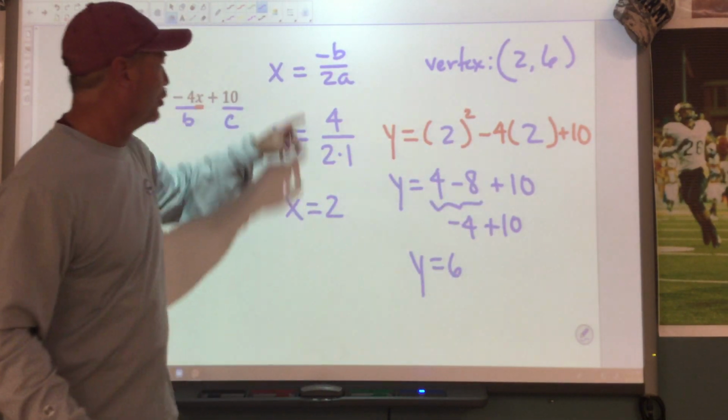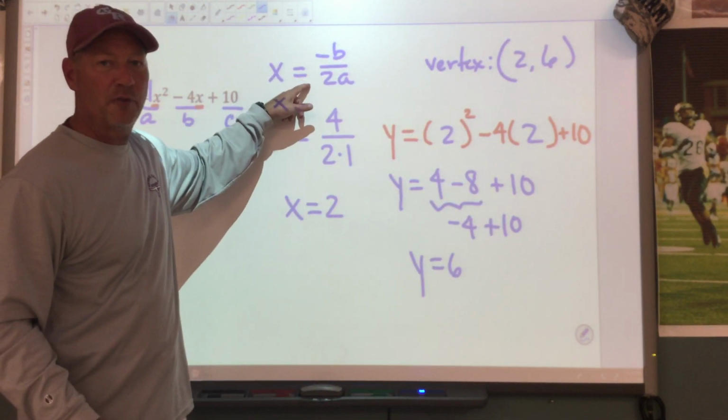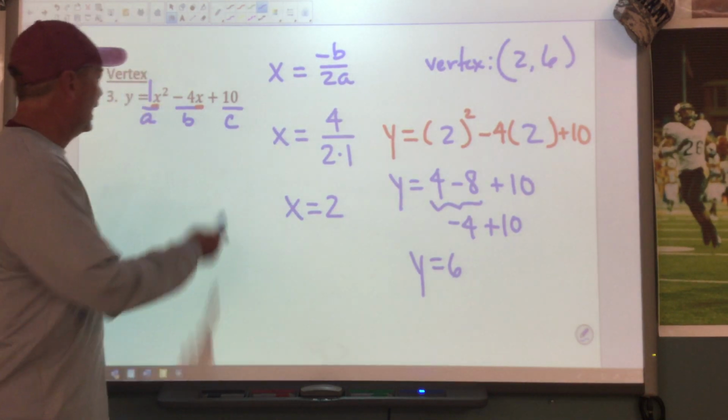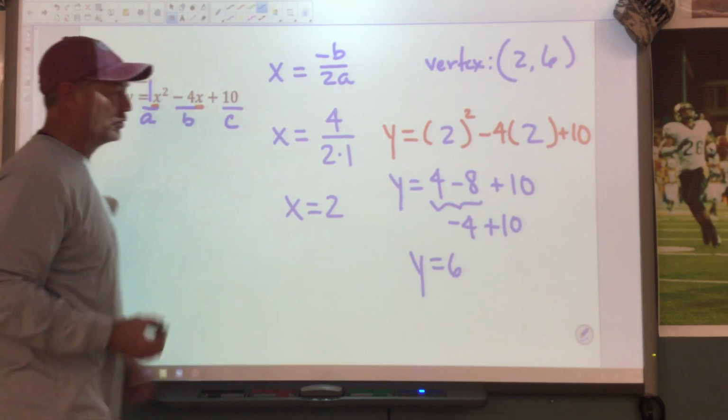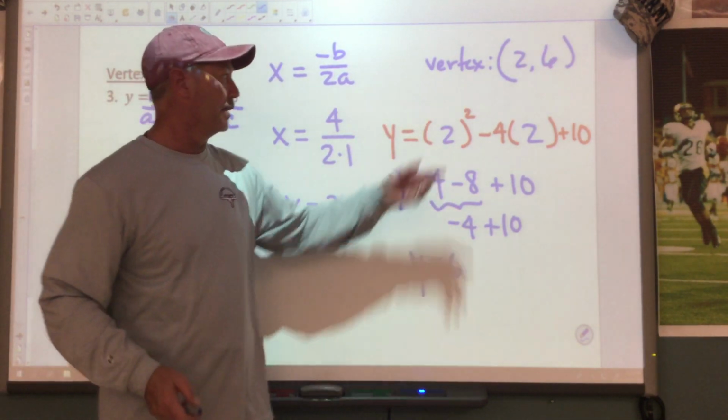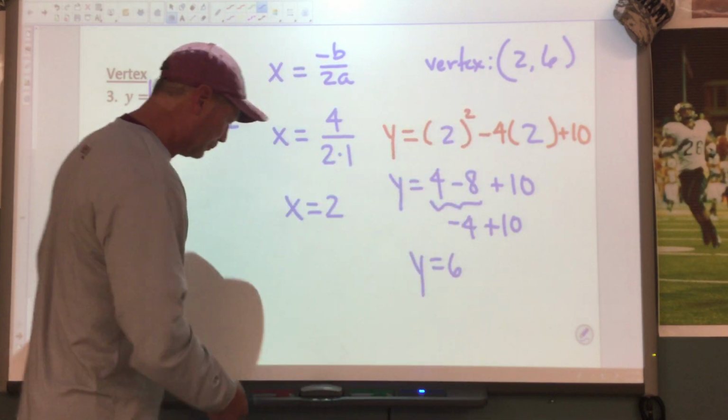So what are you going to do? You're going to use that same equation you used to find the axis of symmetry. You're going to find your x value, and you're going to substitute it into the equation, and you're going to solve for the variable y. And there's your vertex. Okay?